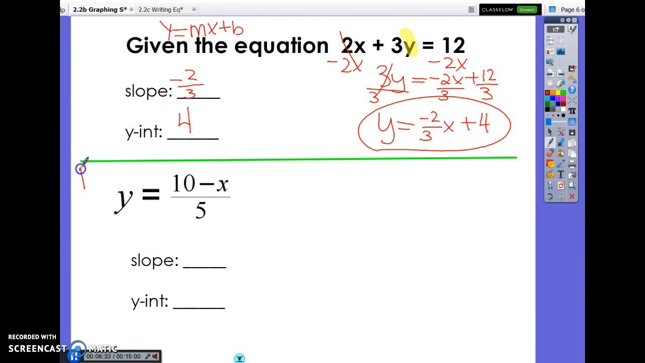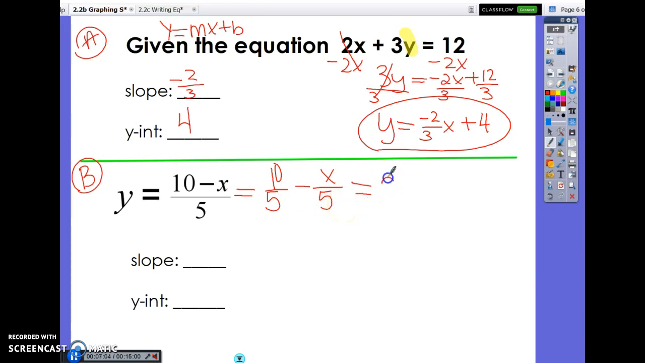Now this second problem, we'll call this letter B. y equals 10 minus x divided by 5. This one we just need to tweak a little bit in order to have it look like that slope-intercept form. So instead of having the quantity 10 minus x divided by 5, I'm going to split this up. I want to take 10 divided by 5, and I want to take x divided by 5. From here, I can simplify.